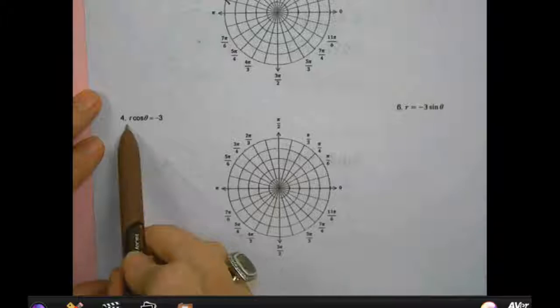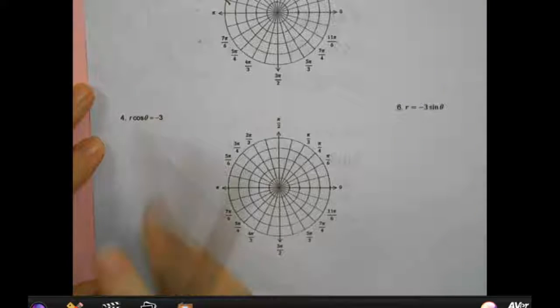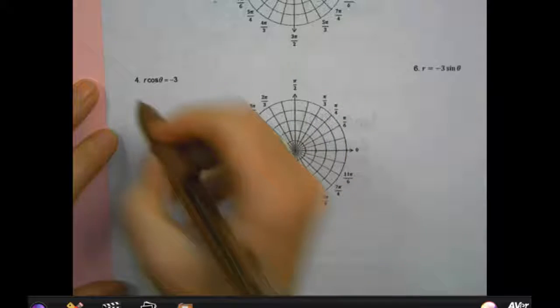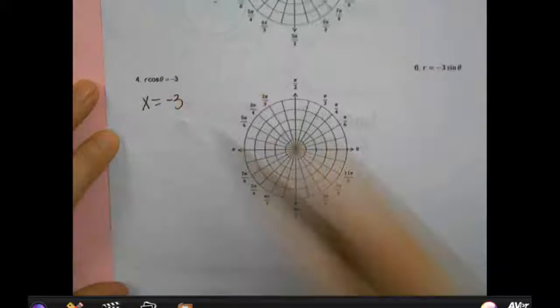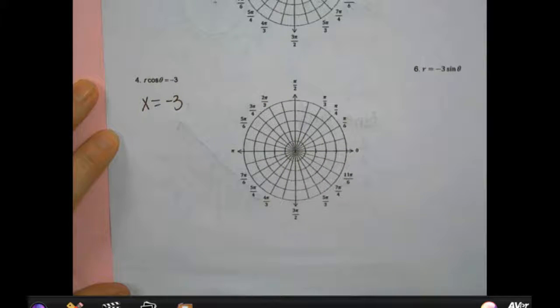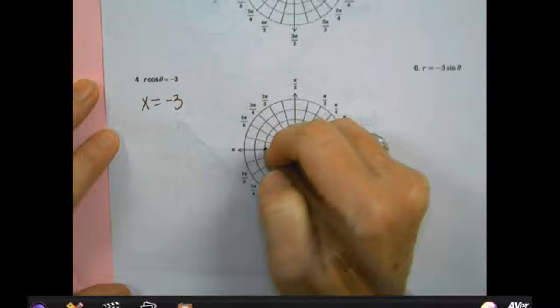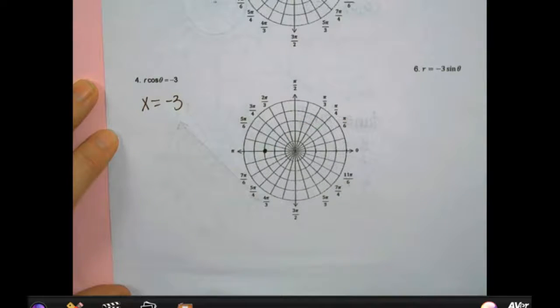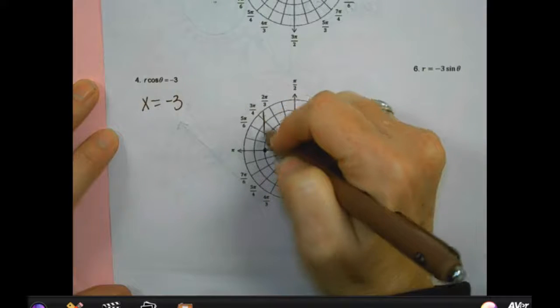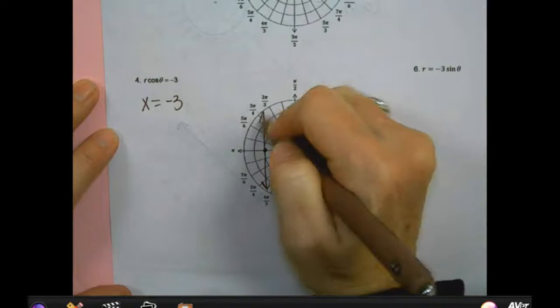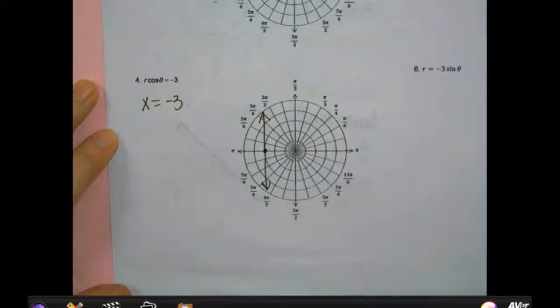Okay. R cosine of theta. What's the r cosine of theta? X equals -3. So where is the x equals -3? It's right here. And this time it's going up and down, right? Use your ID. Make it straight.